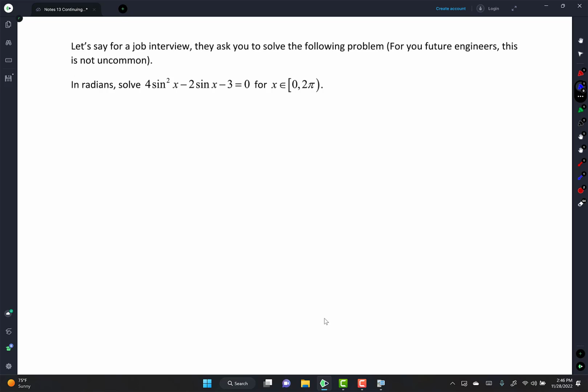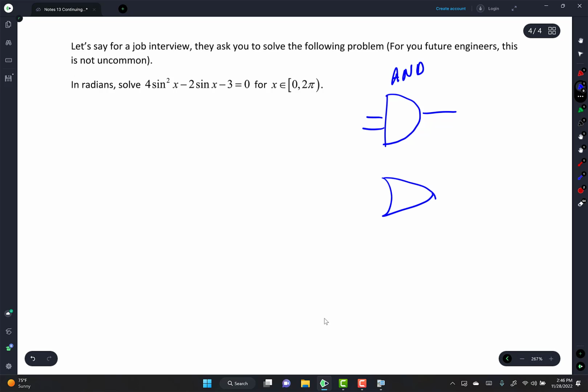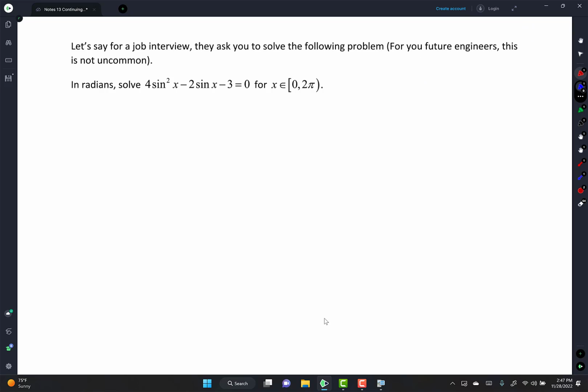Have you ever seen logic gates? Do you guys know what I'm talking about? Have you ever seen something like this? That's an AND gate. Have you ever seen something like this? That's an OR gate. No? Okay, then don't worry about it. Some of you, if you're in the engineering field, you'll know about it. If not, you won't. It's really cool stuff, I guarantee you.